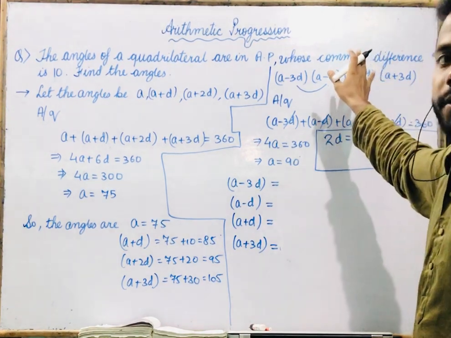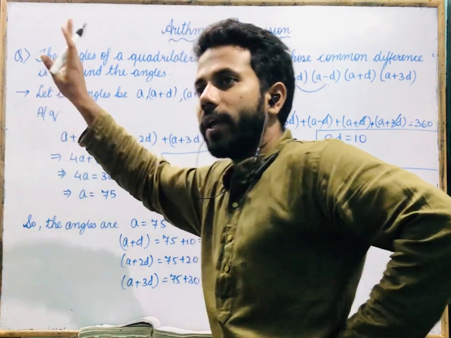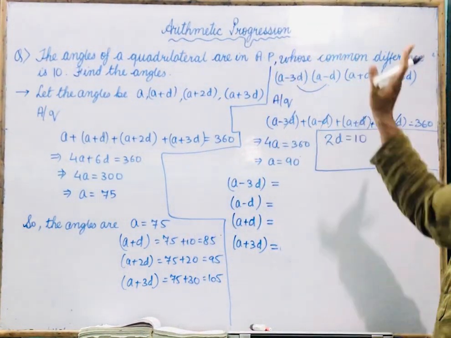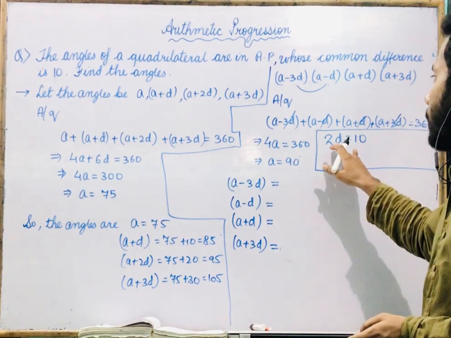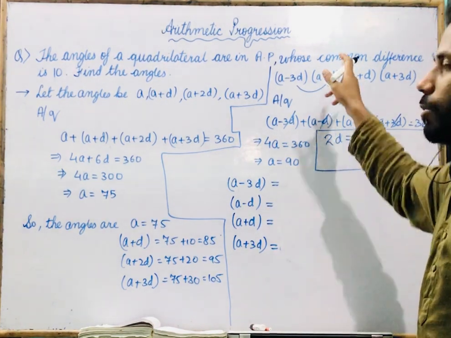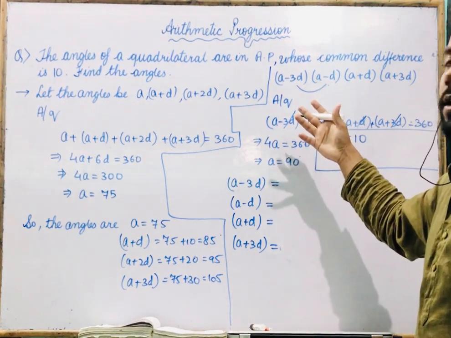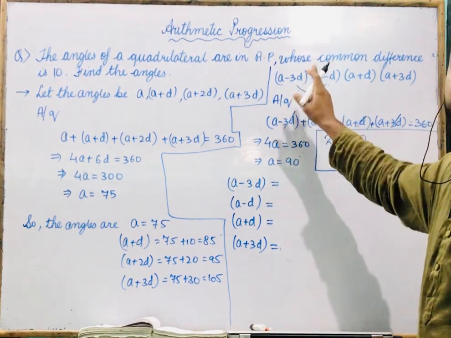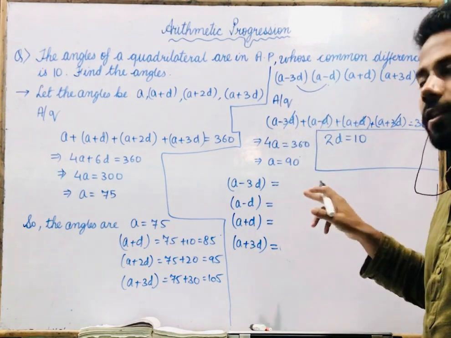इस क्वेश्चन के हिसाब से कॉमन डिफरेंस कितना दिया हुआ है, दो एंगल के बीच में डिफरेंस कितना दिया हुआ है? What is the difference that is given between the angles according to the question? That is 10. पर जिस पैटर्न में हम लोग एंगल को कंसीडर किया है उसमें कॉमन डिफरेंस कितना आ रहा है? Come on, tell me.